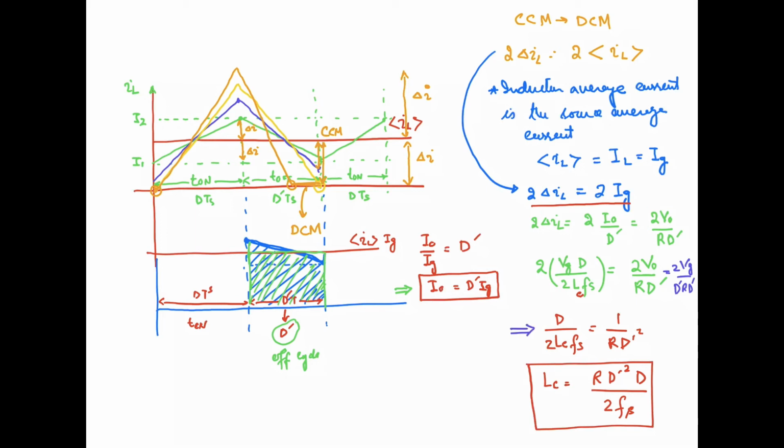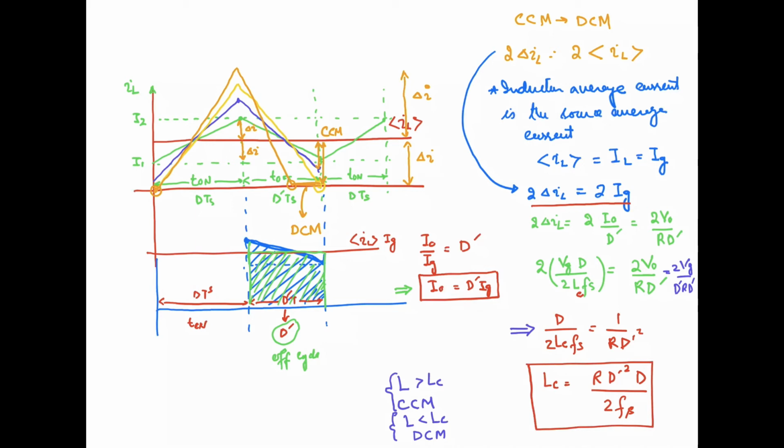So what is the importance of the critical inductance? If you are designing your circuit and you keep the inductance of your circuit higher than the LC, then your circuit will be operating in the continuous conduction mode, and if your inductance is less than the critical inductance, your circuit will be operating in the discontinuous conduction mode. So looking at the critical value and comparing it with the actual value of the inductance, you can say whether your circuit is operating in the continuous or in the discontinuous conduction mode. So it depends upon the circuit parameters.